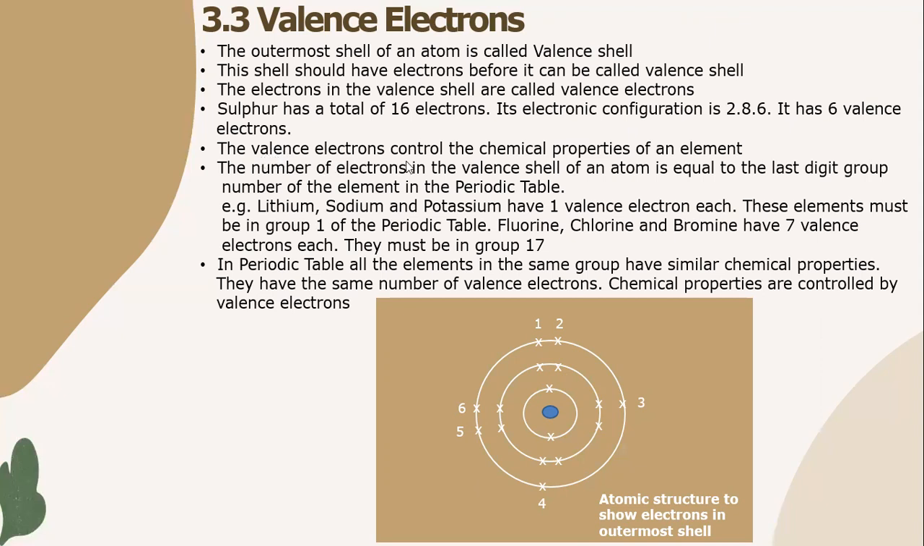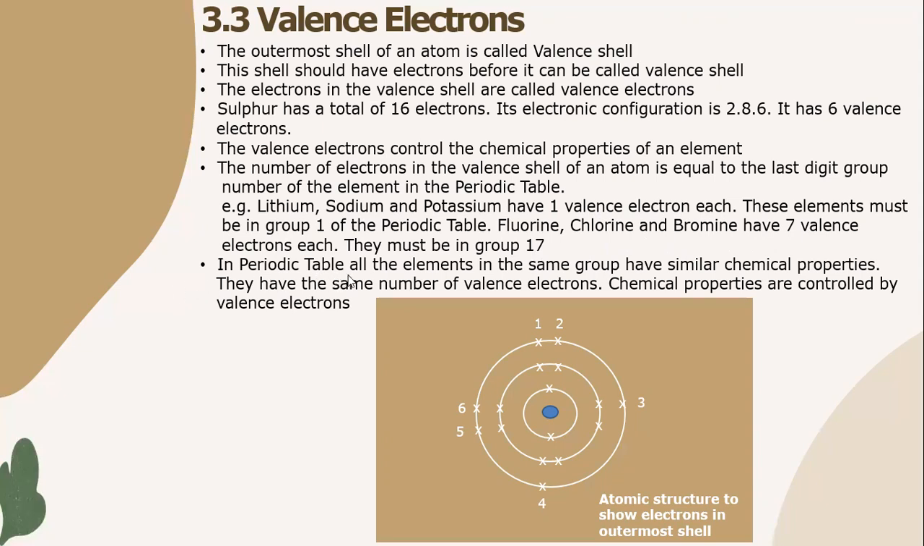The valence electrons control the chemical properties of an element, and the number of electrons in the valence shell of an atom is equal to the last digit of the group number of the element in the periodic table. Lithium, sodium, and potassium have one valence electron each. These elements must be in group 1 of the periodic table. Fluorine, chlorine, and bromine have 7 valence electrons each. They must be in group 17.